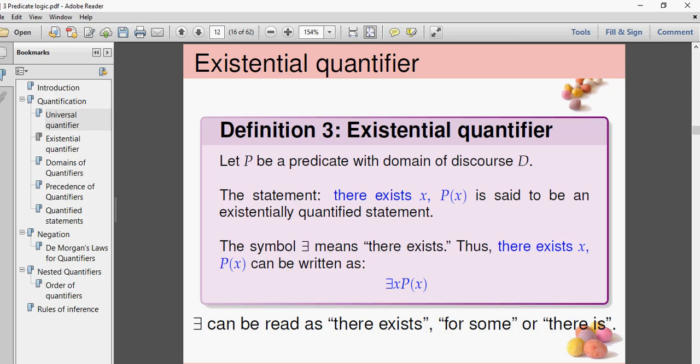an existential quantified statement. So we can write it like this: this means there exists x, P(x), can be written in this way. So this means there exists x for P(x). We can say there exists, for some, or there is.